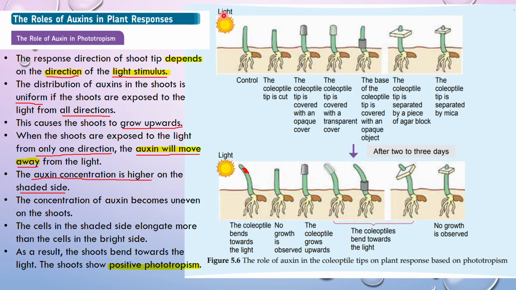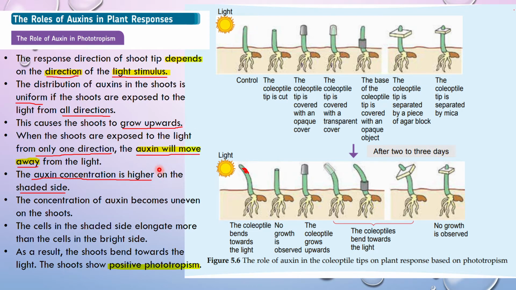So you have the light stimulus over here. The distribution of auxin in the shoot is uniform if the shoots are exposed to light from all directions, and therefore this will cause the shoot to grow upwards. But when the shoots are exposed to light from only one direction, for example here, the left side only, that means it is not exposed to light from all directions.